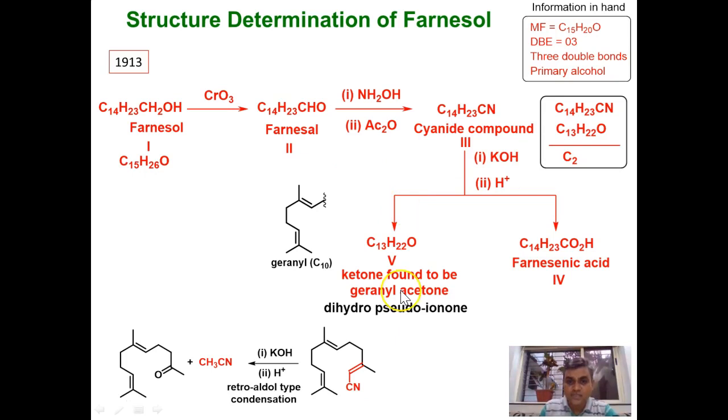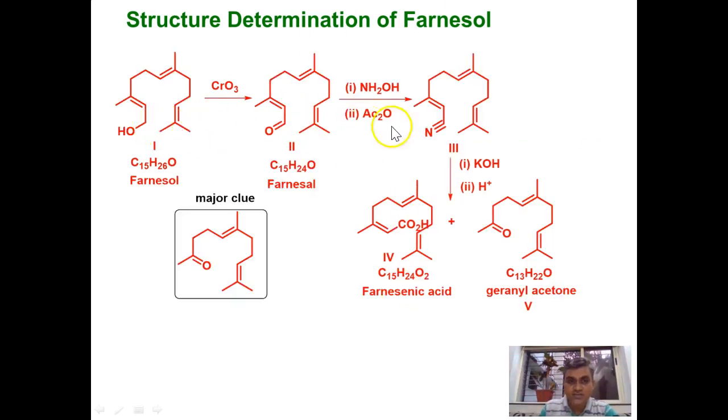So on the basis of this experiment, we reach the structure of farnesol very quickly, and we have to now again convince ourselves how this sequence is working. We have got this 13 carbon atom compound, 2 carbon atoms less than the starting compound 3, and here farnesol on oxidation gives farnesal, its reaction with NH2OH gives oxime, and its dehydration with acetic anhydride gives nitrile. And nitrile is an alpha beta unsaturated compound, and there is a characteristic reaction of alpha beta unsaturated compounds, that is a retroaldol condensation. So chances are that 3 undergoes retroaldol condensation, and we got here geranyl acetone.